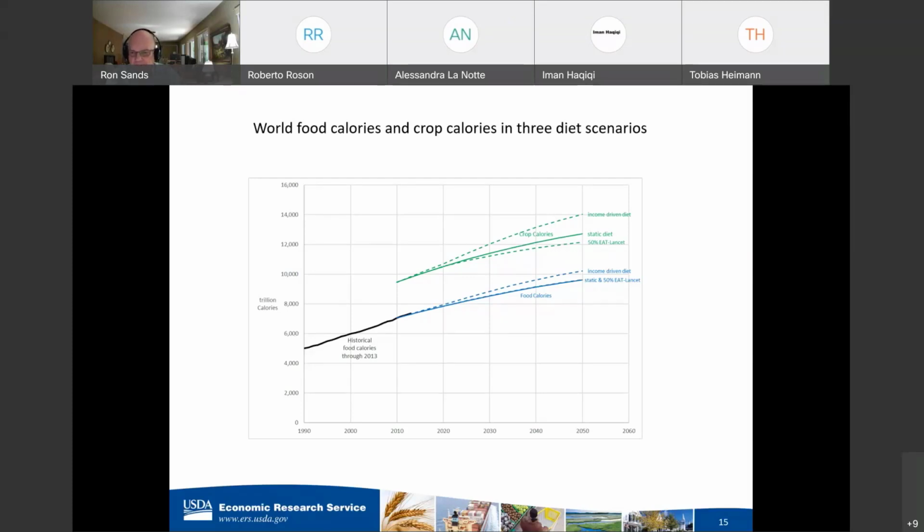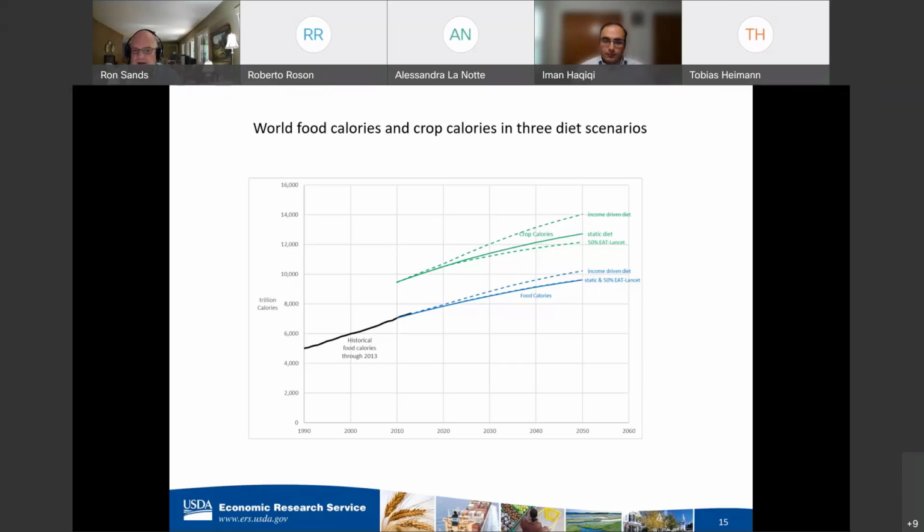Now with the EAT-Lancet 50% healthy diet, because consumption is increasing in developing countries but decreasing in richer countries, the quantities of food calories consumed under the EAT-Lancet healthy diet are about the same. Actually, they're slightly higher in this scenario than the static diet. But because of the composition of animal products versus food products, when you go up to crop calories, the number of crop calories needed to support the healthy reference diet is actually lower than the static diet.